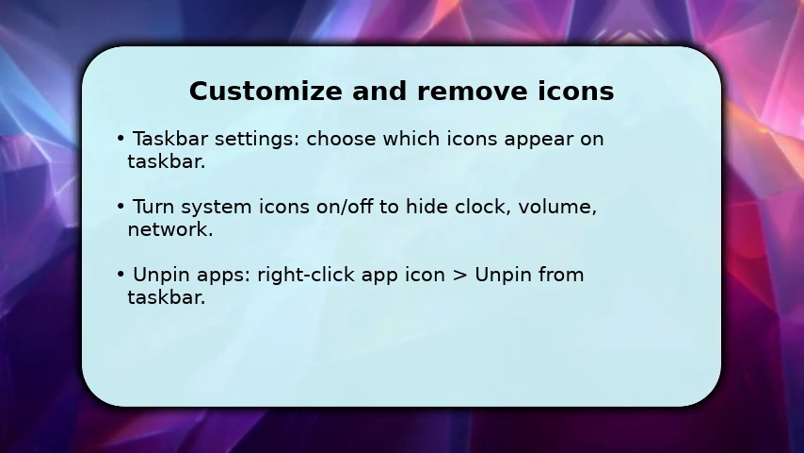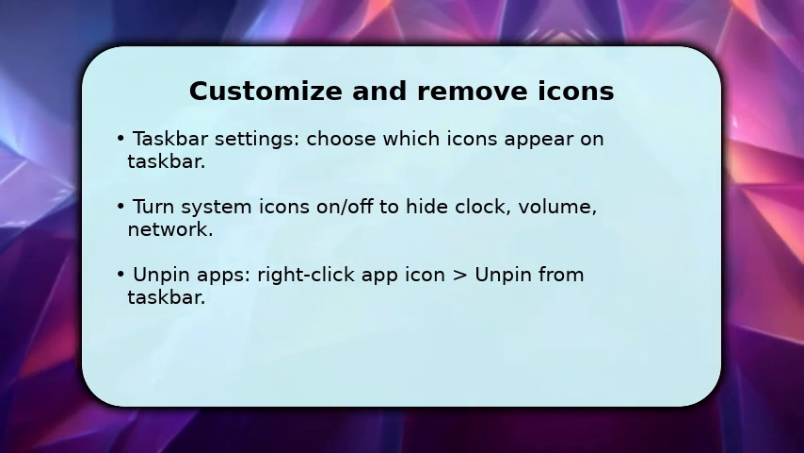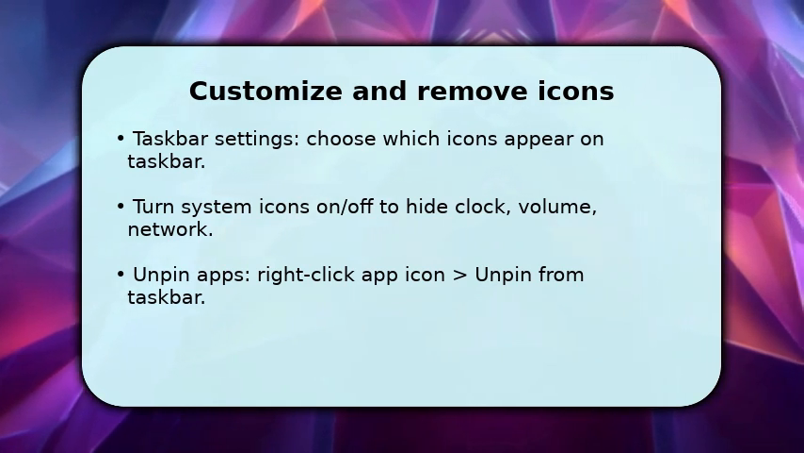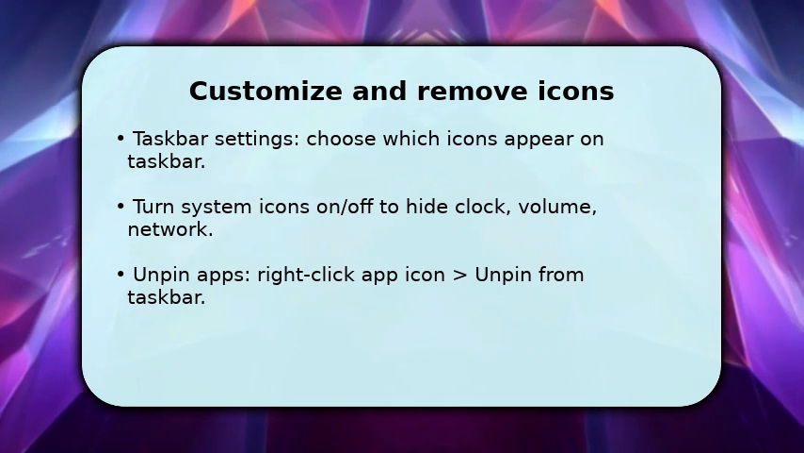For pinned applications, right-click the app on the taskbar and choose Unpin from Taskbar. That removes the shortcut without uninstalling. If an icon is in the Overflow menu, drag it out or toggle its visibility to adjust exactly what shows.